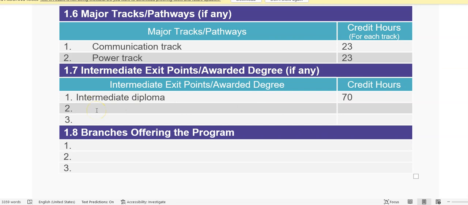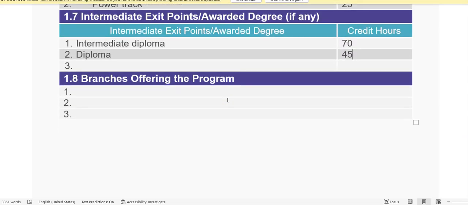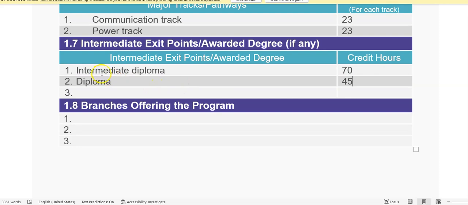Maybe you have the bachelor degree. You don't have to write it, because on the exit point there is a technician diploma, I don't remember the exact name, with, for example, 45 credit hours. So your students can have a degree. If you don't have it, just write not applicable for all of them.